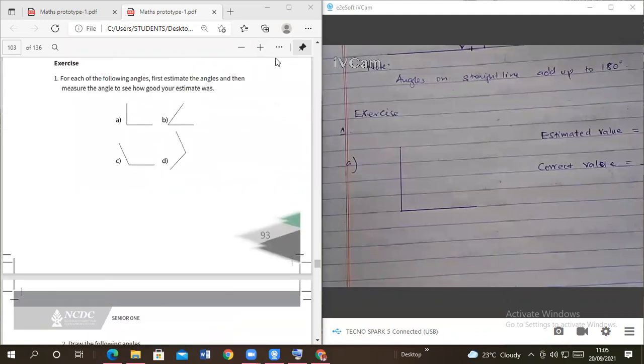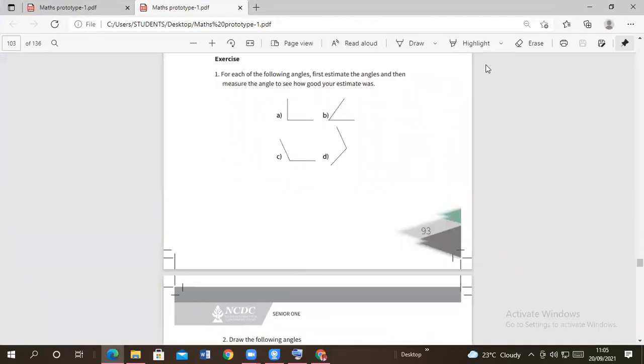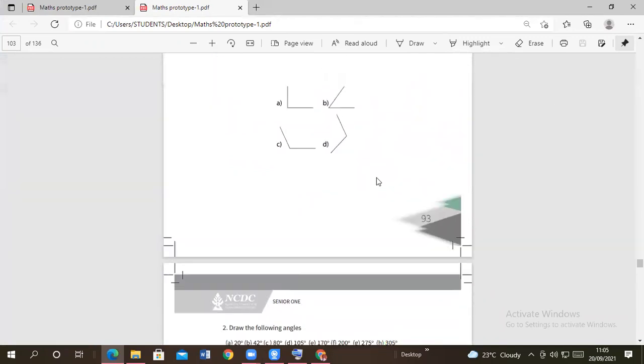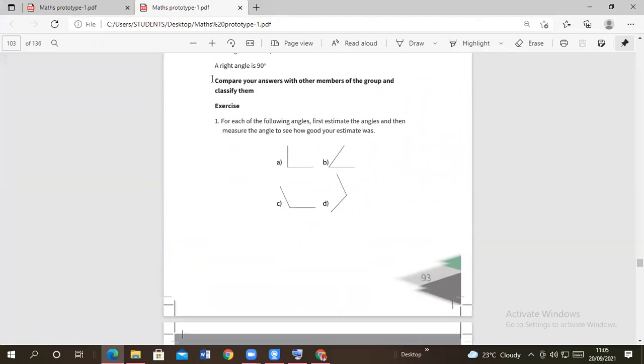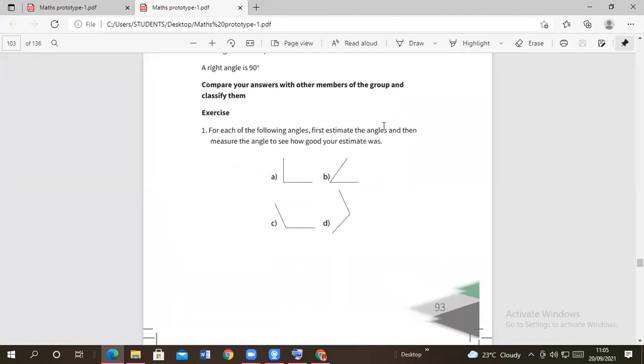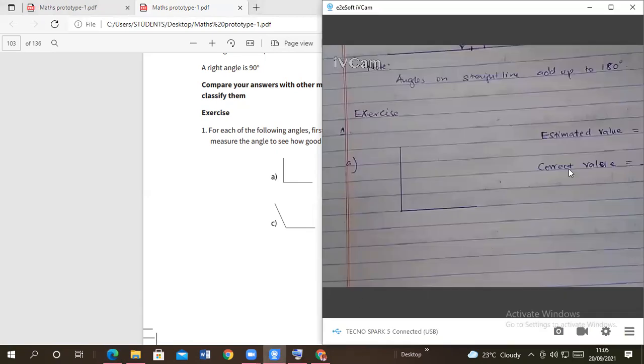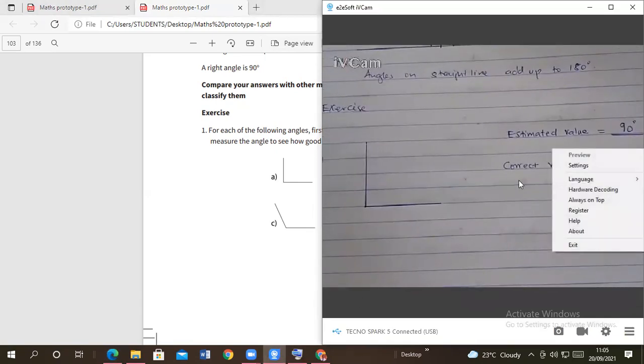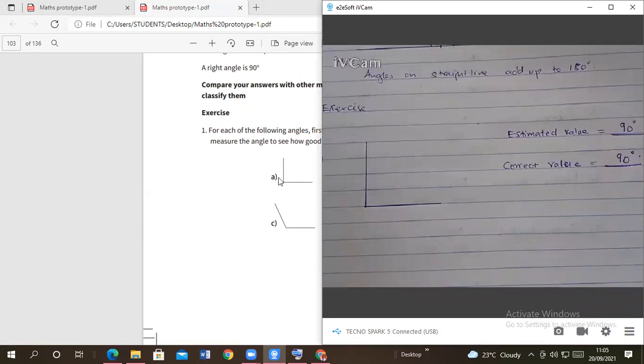Can you see very well? Let me maximize this. Are you seeing clearly, or should I increase? Increase a bit. Don't you have the book? I have the book. If you have the book, please find for me angle D by estimating, like how we have done here. You write the estimated value, and also you write the correct value. That's for number 1.